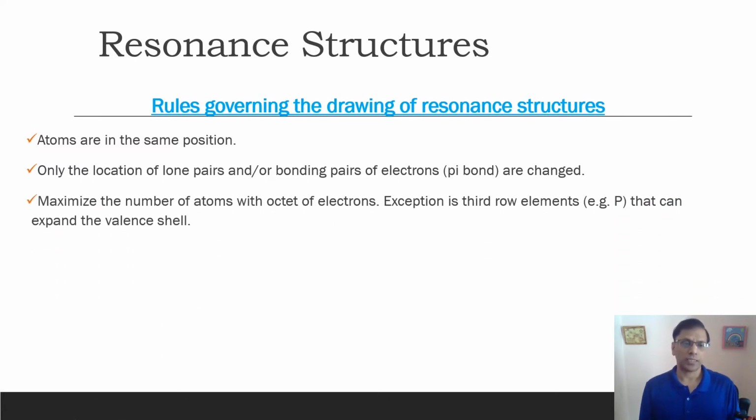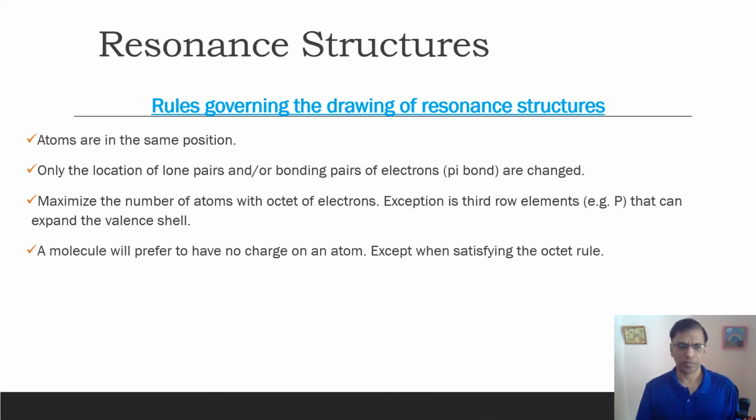The third rule is you need to maximize the number of atoms with an octet of electrons. Each atom prefers a complete octet. The exception is third row elements like phosphorus and sulfur that can expand their valence shell. The molecule will prefer not to have any charge on any atom, except when they have to satisfy the octet rule. We'll come across an example regarding this rule.